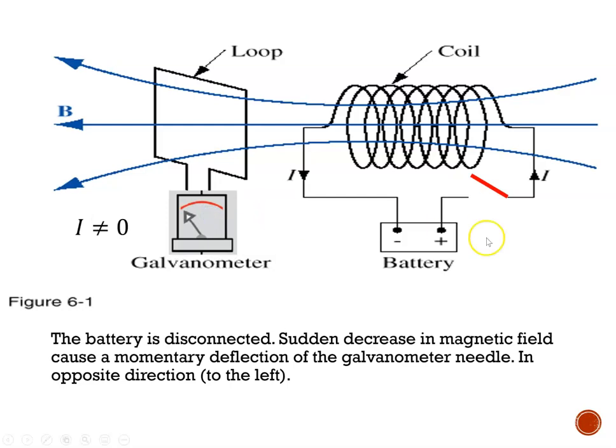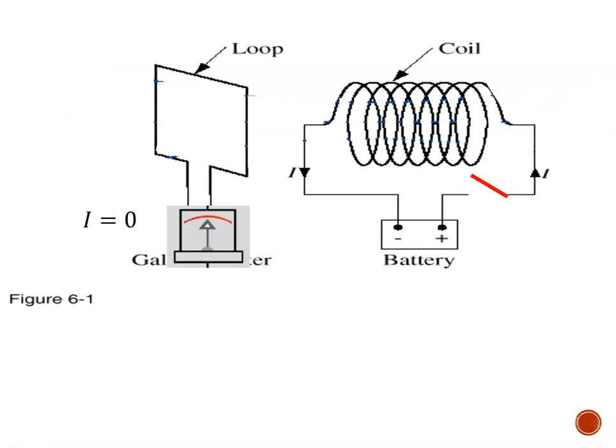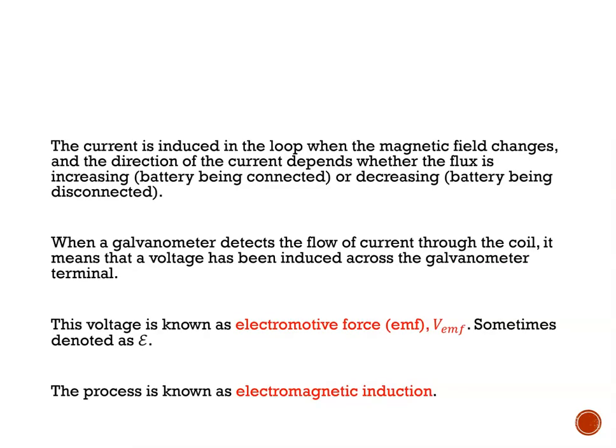And when you switch off the battery, meaning that the current has stopped, the galvanometer will detect the sudden decrease in the magnetic field, which makes the needle move to the left, in the opposite direction. After some time, the needle will start to move to its original position, and this is what we know as the electromotive force, which is EMF, denoted by VEMF. This process is known as electromagnetic induction.